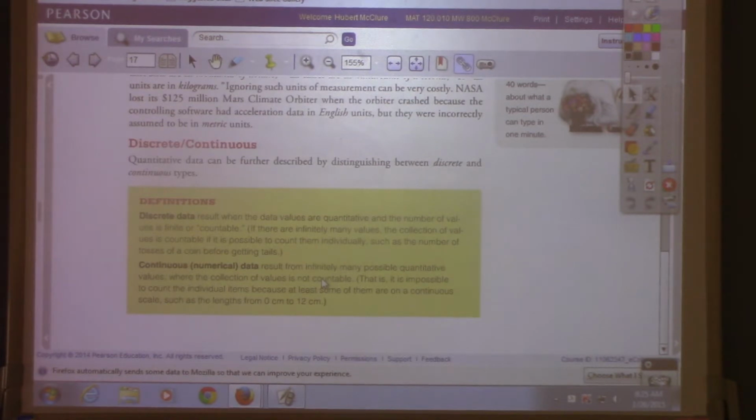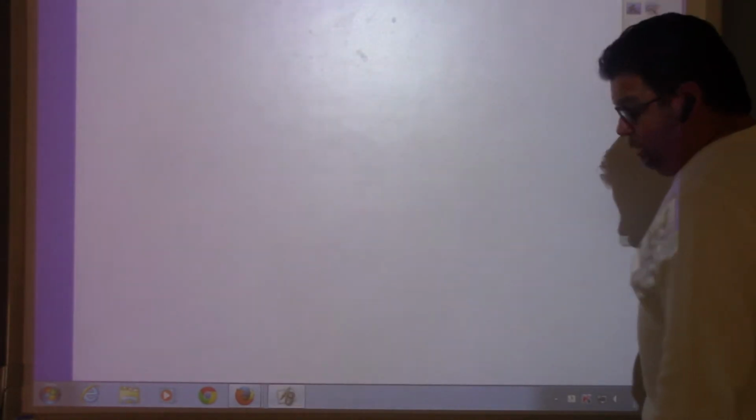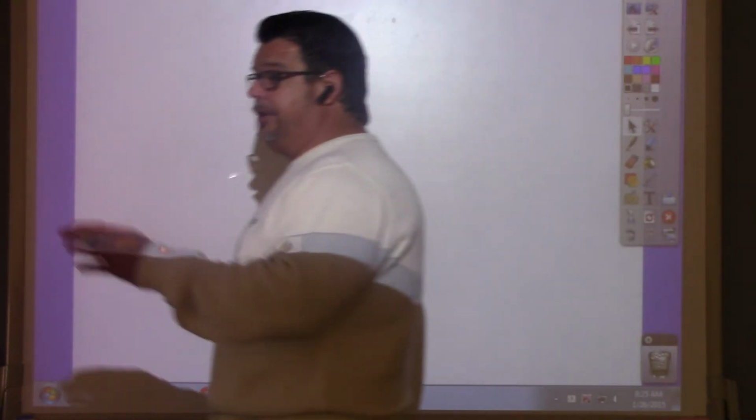Now, this one I spend a little bit of extra time on because a lot of people don't know the difference between discrete and continuous. If I was to tell you to get out a piece of paper right now and tell you what is the meaning of discrete data and what is the meaning of continuous data, and you write down your definitions, half of you wouldn't even write down anything because you have no idea. And half of you would take a swag.